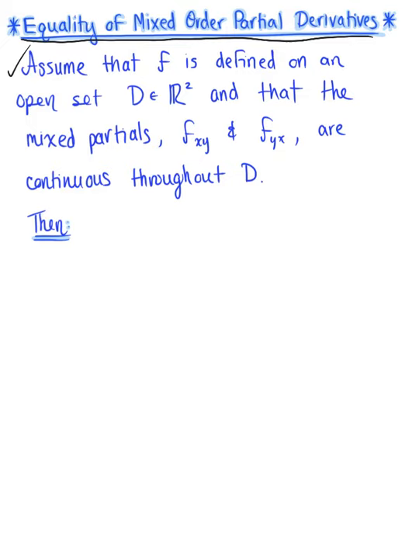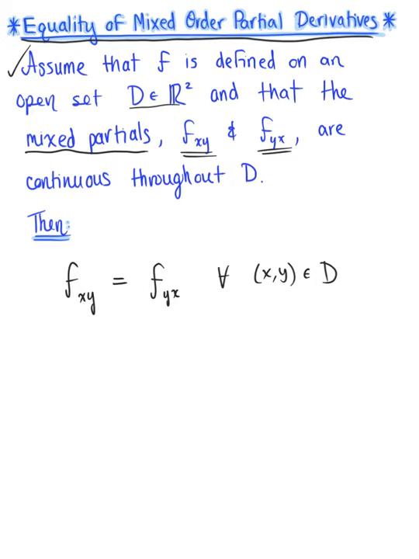So let's assume that f is defined on an open set D in R2, and that the mixed partials f sub xy and f sub yx are continuous throughout this open set D. Then we are able to conclude that the second order partial derivative f sub xy is equal to the second order partial derivative f sub yx for all points xy in this open set D.